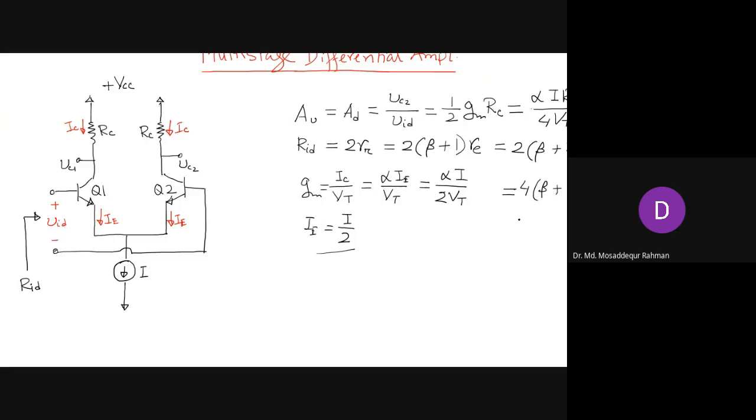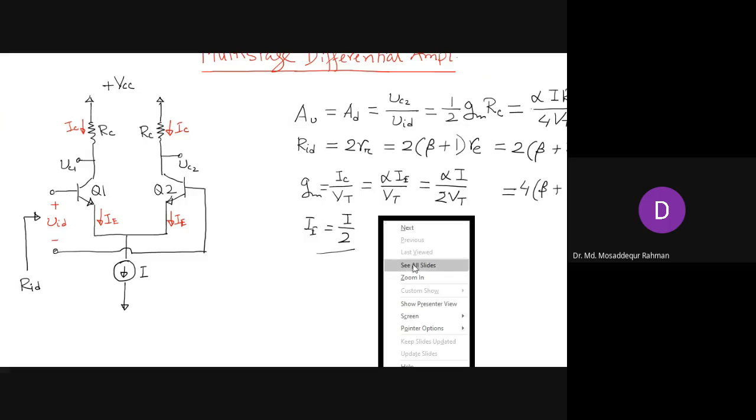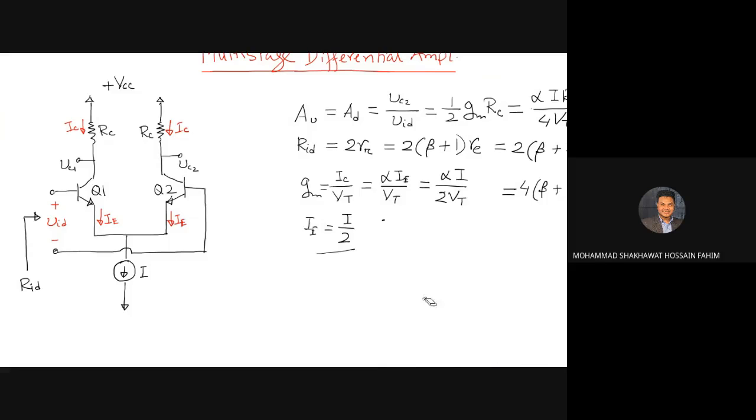Right. Sir, Yes. we couldn't see properly on the right side. Okay. Right side is cutting off. We could only see 4 beta plus. That's it. Okay.